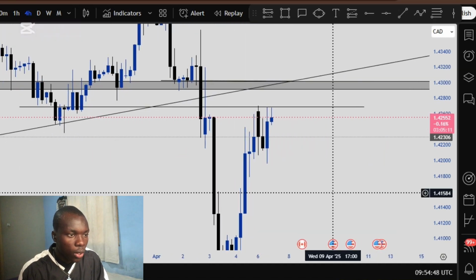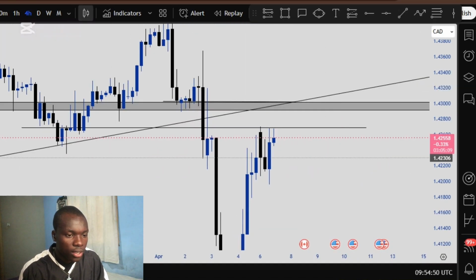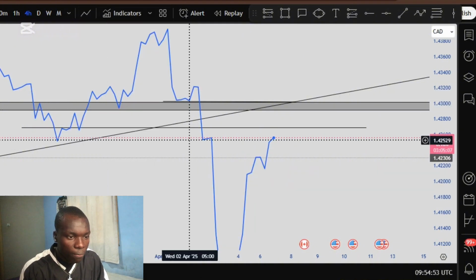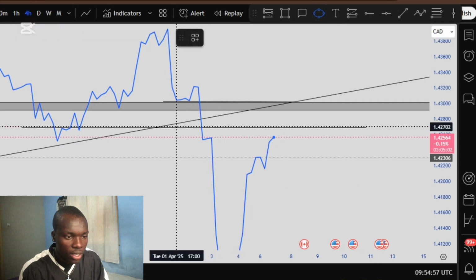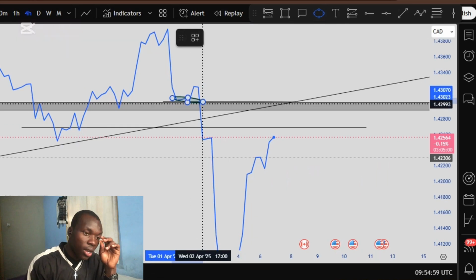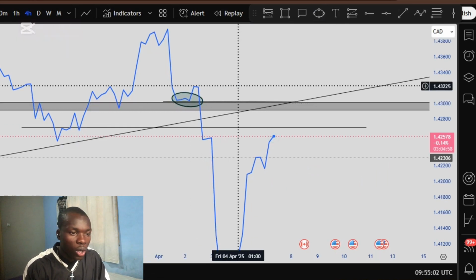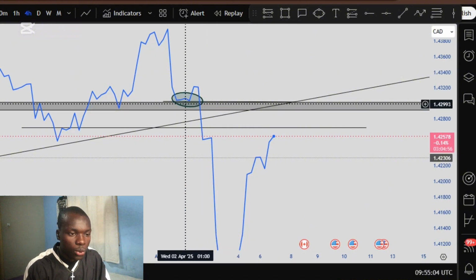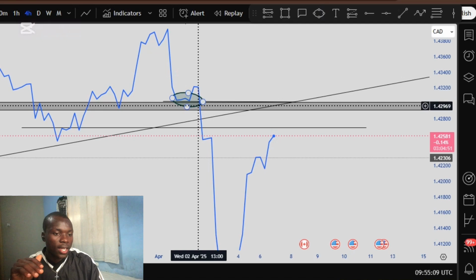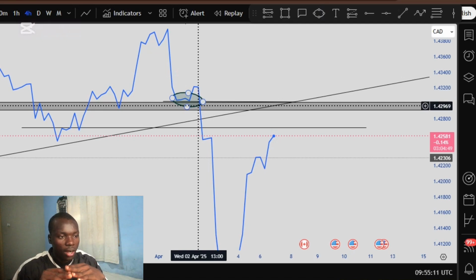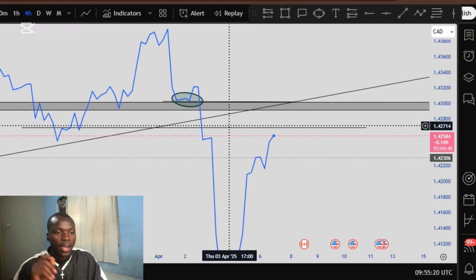So let's go on the line chart so we can check out the 4-hour. We can see that this particular zone is the 4-hour change of character. We'll also love to add that to our confirmation. Whenever the market taps in on the change of character there, that same change of character is where our area of interest is, and that particular zone is also our area of interest.